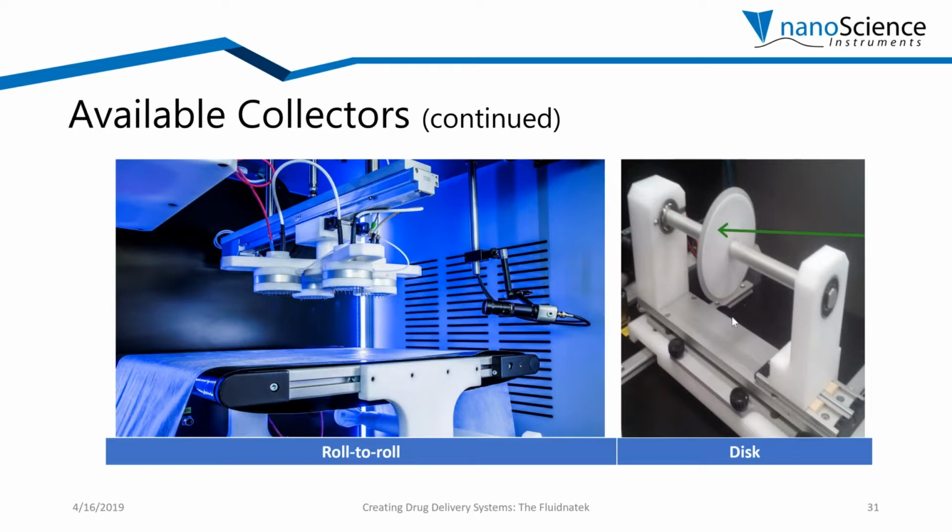Another of our collectors available in all units is the rotating disc. This collector is mainly used to collect aligned fibers due to the small exposed area. So the area in this disc is really small, and because of that, we can collect aligned fibers on it.